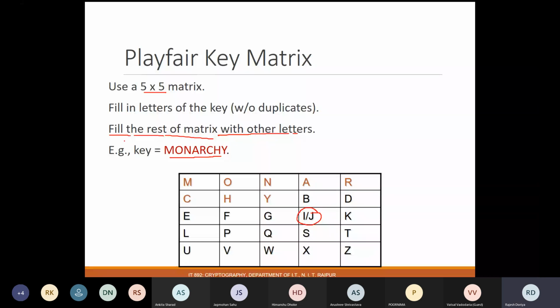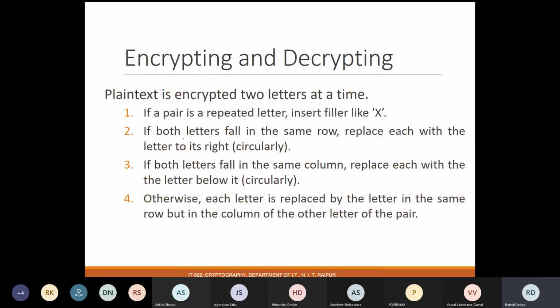So we can see that here L and L is repeated. Okay, so we will have a filler. So F I L, then X, then L. Okay, then T, then H, then E. So this is going to be my first pair, this is second one, this is third one, then this is fourth one, and so on and so forth. So this is what the first rule says. Okay, we are making pairs. If some repetitions are there, then we'll use a filler X.